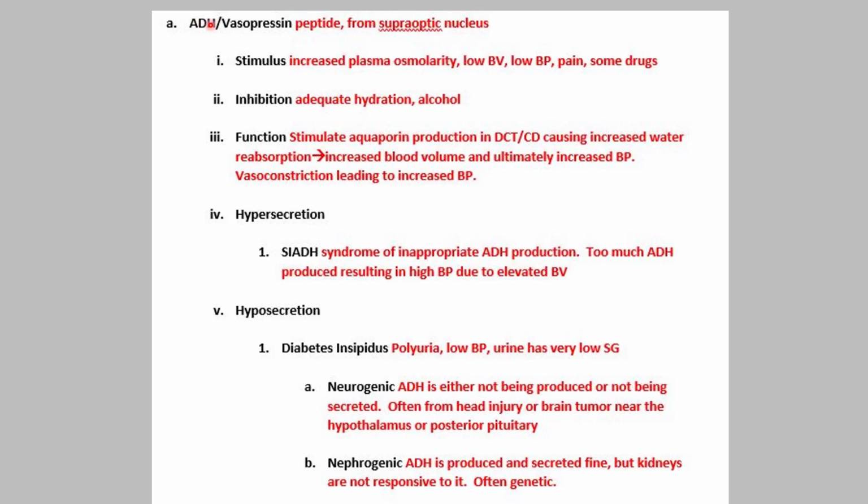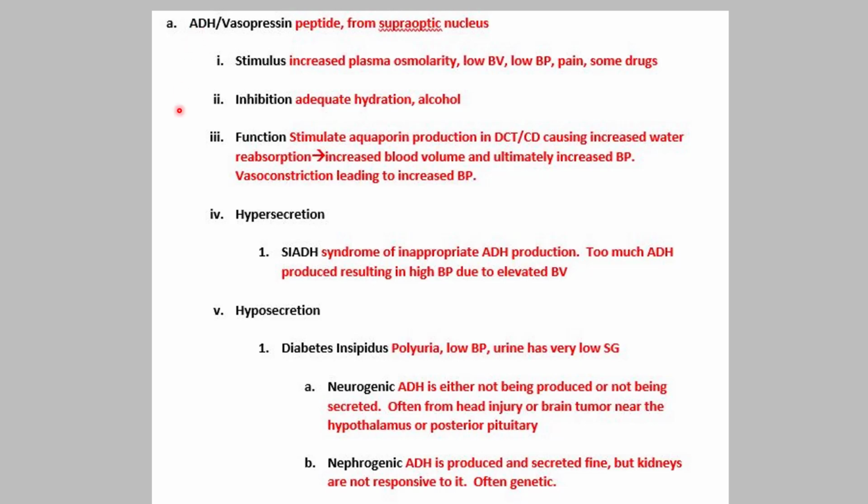If ADH is not being released or it's not having a function, what happens? Well, we do not get aquaporin production. We do not increase water reabsorption. So instead, more water leaves the body in the urine. ADH does not have a function when you are drinking alcohol. The reason that someone who drinks alcohol pees a lot is because it blocks ADH.